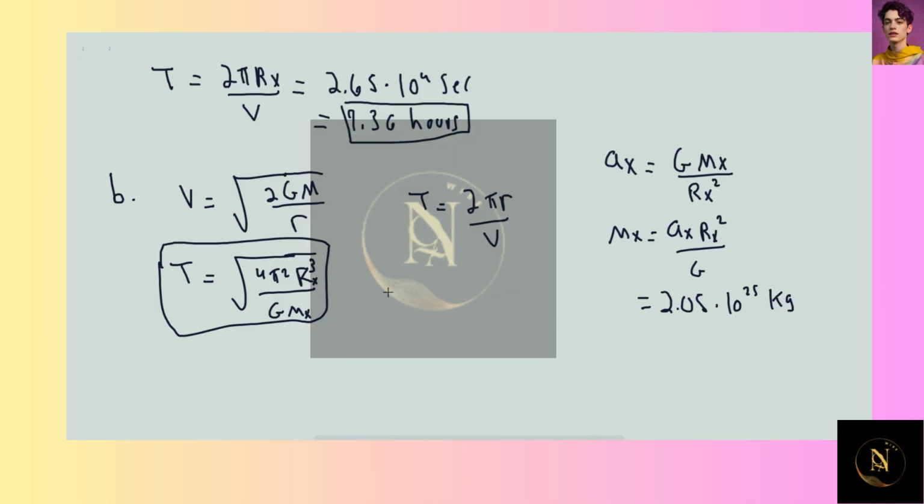And so now finally, using our value of r from the previous page, and the value of m we just found, we get that this period is going to be 8.90 times 10 to the third seconds. And so that comes to be about 2.47 hours.